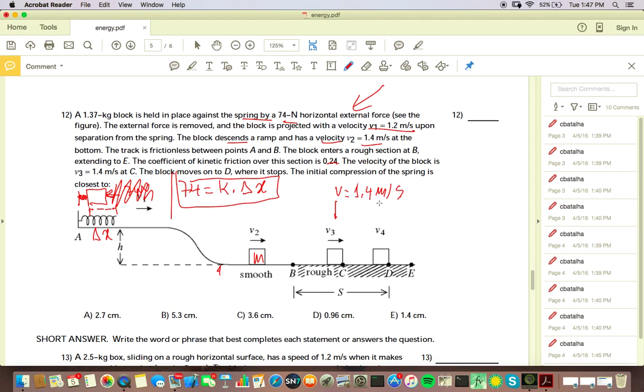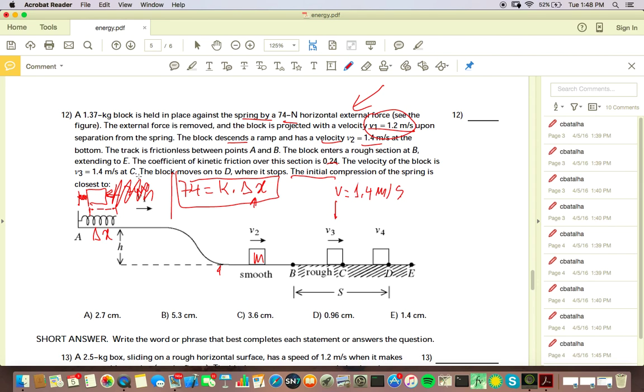The block moves on D where it stops. The initial compression of the spring is close to... So this problem here wants to find the initial compression of the spring. So we want to find Kx. One of the given information, this problem seems to have too much information we don't need. So we want to find x, right? And it is said the block's projected with an initial velocity given by that.